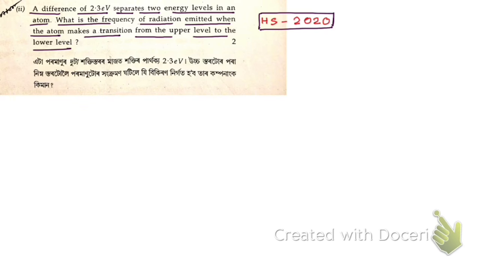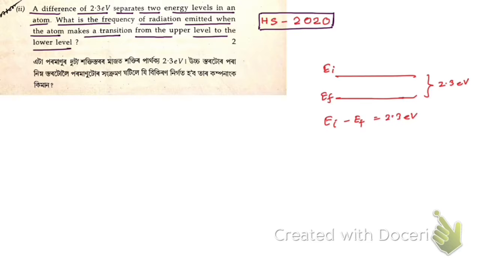So we have two energy levels, and the difference between the two energy levels is 2.3 electron volt, right? If this is EI, this is EF, then EI minus EF is 2.3. The difference is given, 2.3 electron volt. So we're going to apply the third postulate, that is h nu is equal to EI minus EF. So we need to calculate the frequency here.